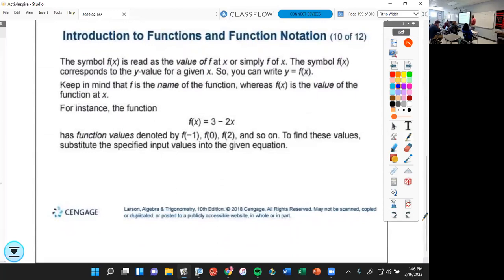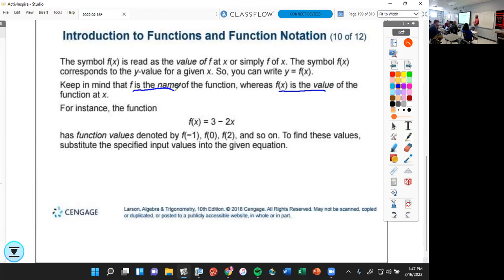The symbol f of x is read as the value of f at x, or simply f of x. The symbol f of x corresponds to the y value, so y is equal to f of x. Keep in mind, f is the name of the function. F of x is the value of the function. You'll see the difference there. F of x is that y value, okay? F is the name, f of x is the value.